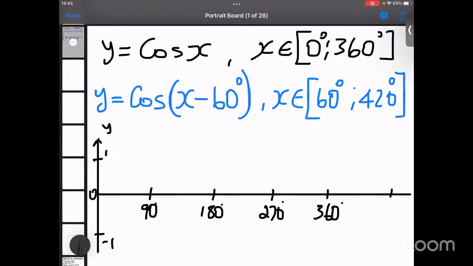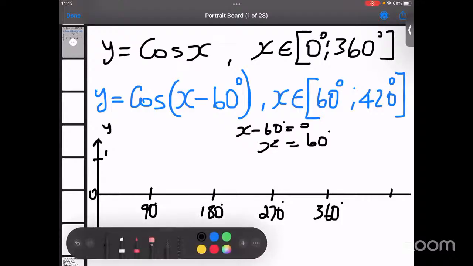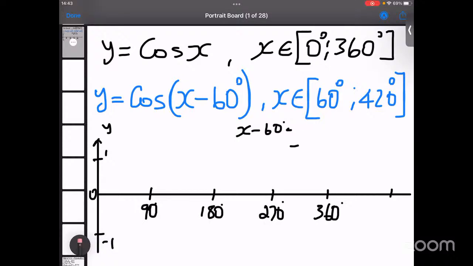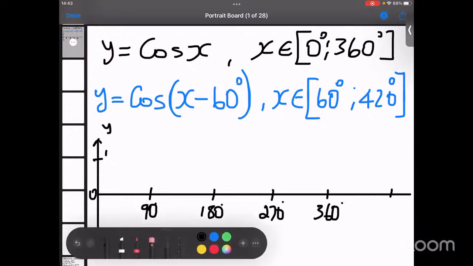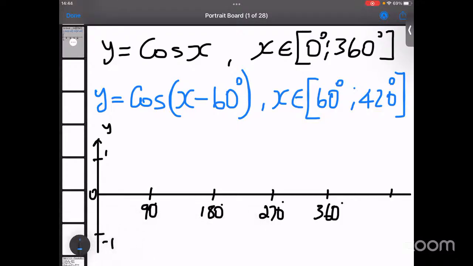So now, let's say you were not only doing that one at the top, but you are doing this one that has shifted. How did that shift? Let's see. x minus 60 equals 0, x equals 60 degrees. That means it has shifted by 60 towards the right. So now it is clear that it is shifted by 60 towards the right. In other words, it doesn't start from 0, but it starts from 60.